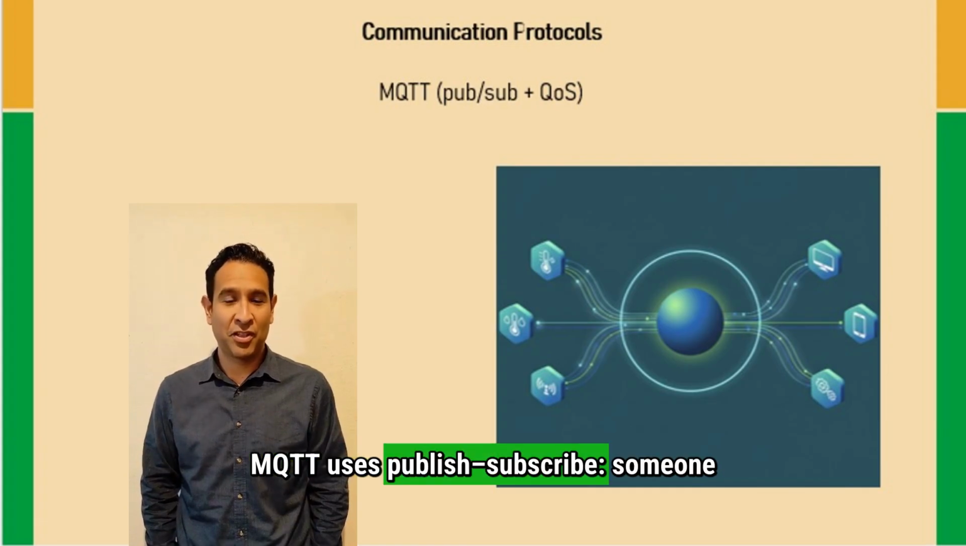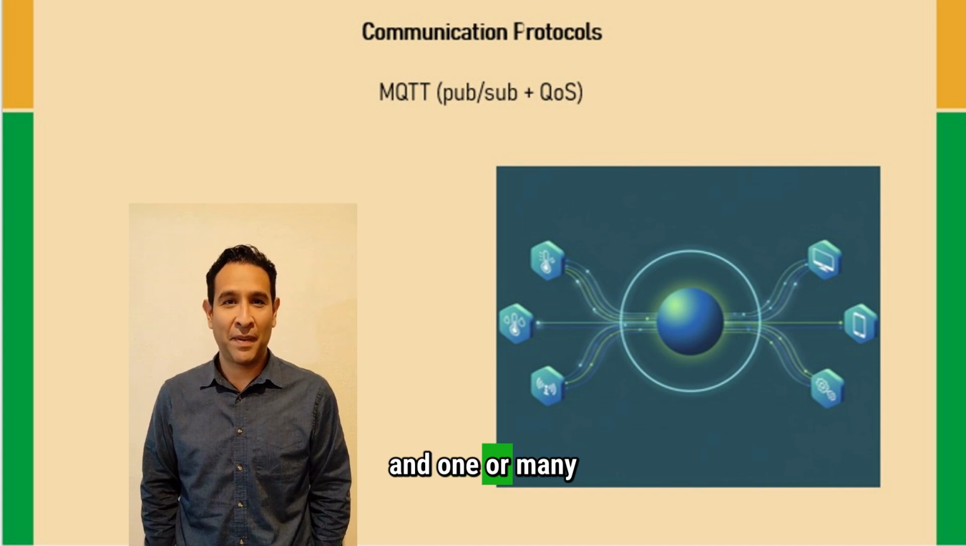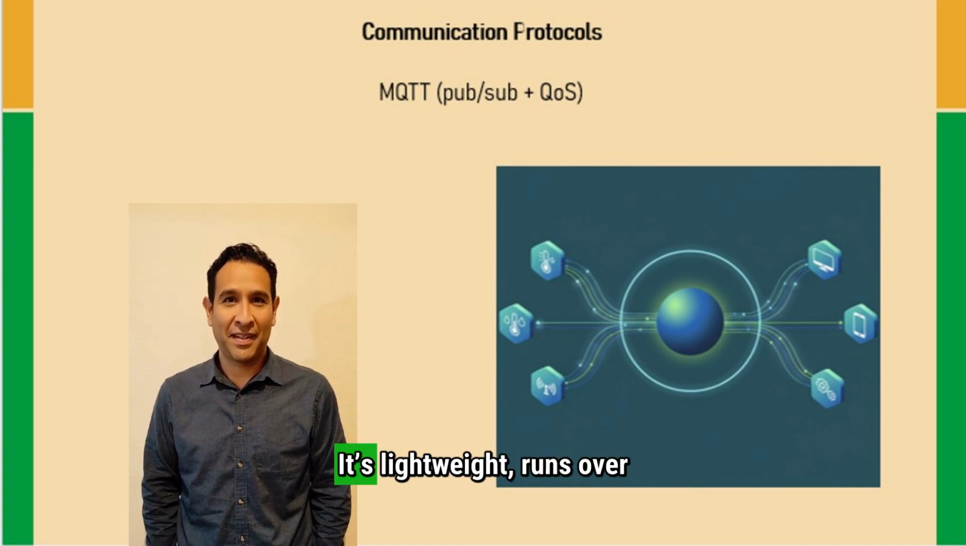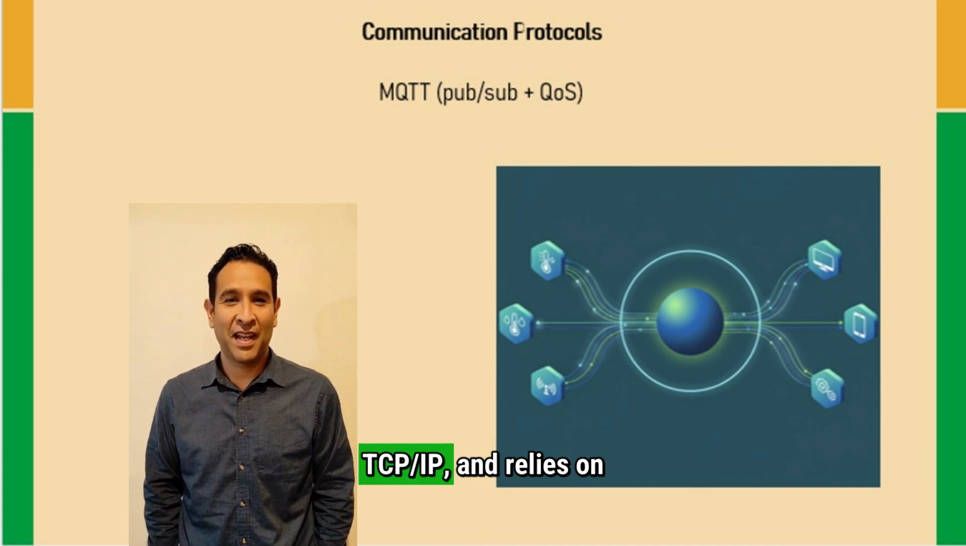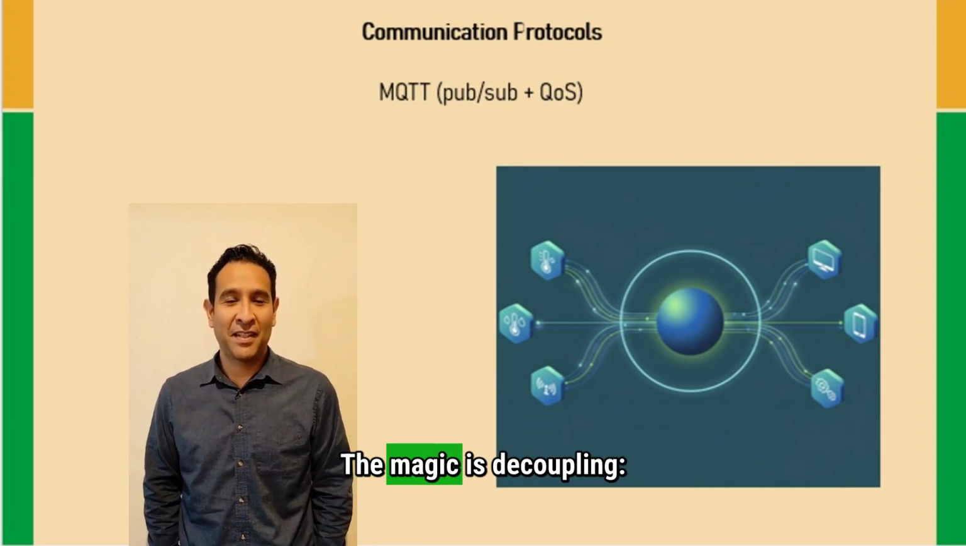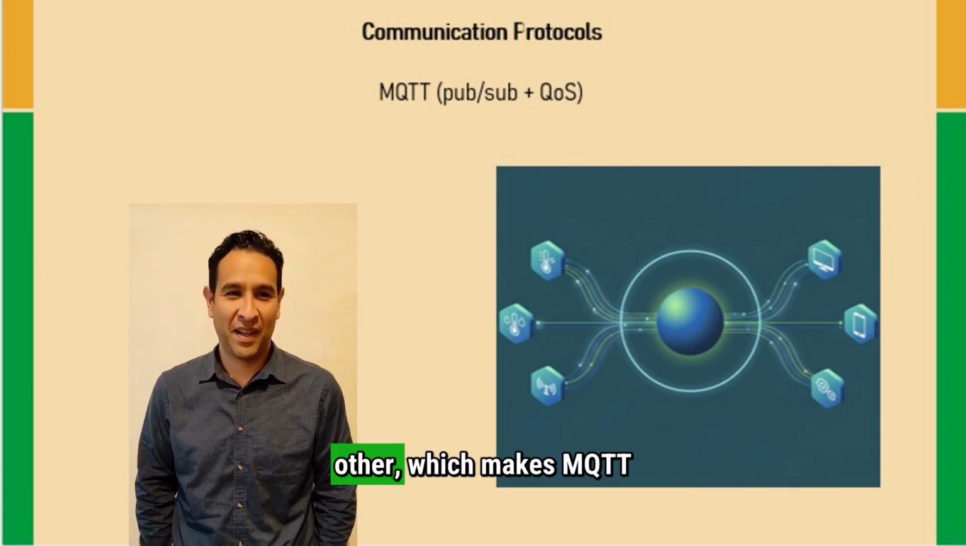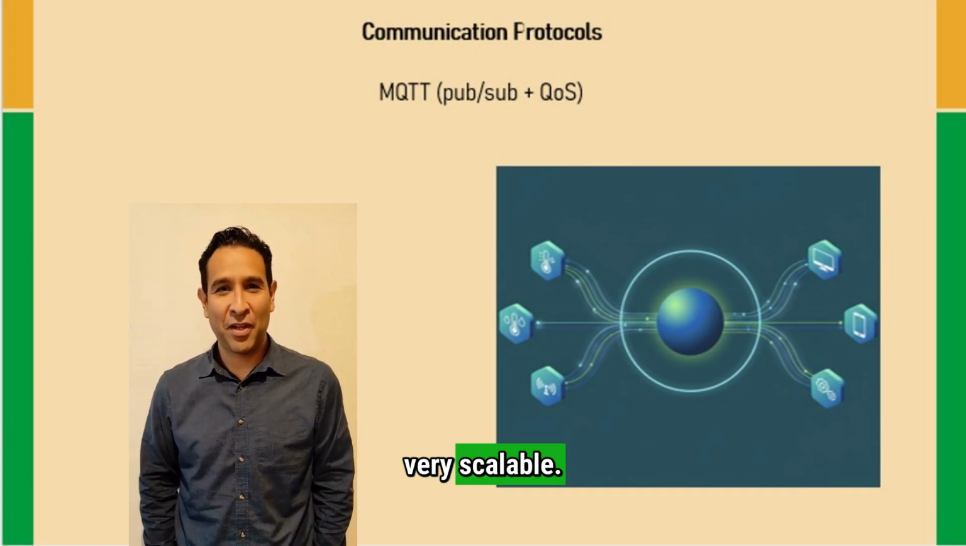MQTT uses publish, subscribe. Someone publishes to a topic, and one or many subscribers receive it. It's lightweight, runs over TCP/IP, and relies on a broker to route messages. The magic is decoupling. Producers and consumers don't need to know each other, which makes MQTT very scalable.